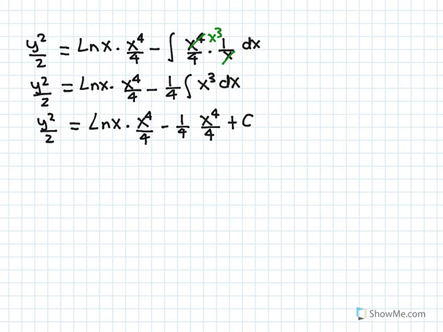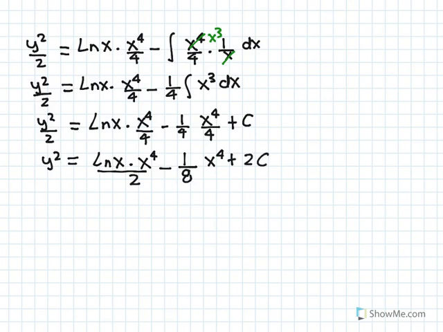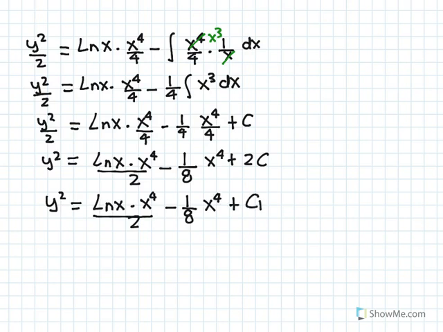Now let's multiply both sides by 2. We get y squared is equal to, 2 over 4 is 1/2, so we get log x times x to the 4th divided by 2, minus 2 over 16 is 1/8, minus 1/8 x to the 4th, plus 2c. All right, so let's rewrite this as y squared is equal to log x times x to the 4th divided by 2 minus 1 over 8 x to the 4th plus c1, where c1 is equal to 2c.